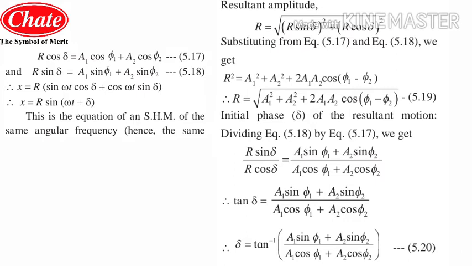Again we will take the square root, then r will be root of a1 square plus a2 square plus 2a1 a2 cos of phi1 minus phi2, which will be the equation remaining.